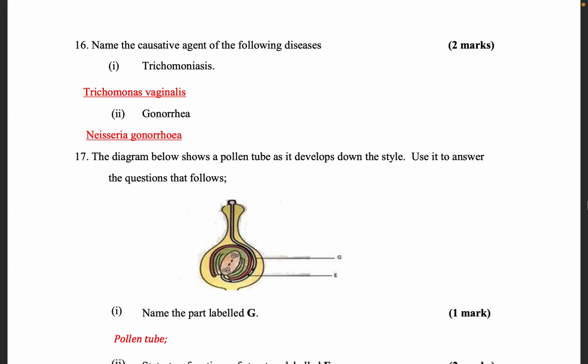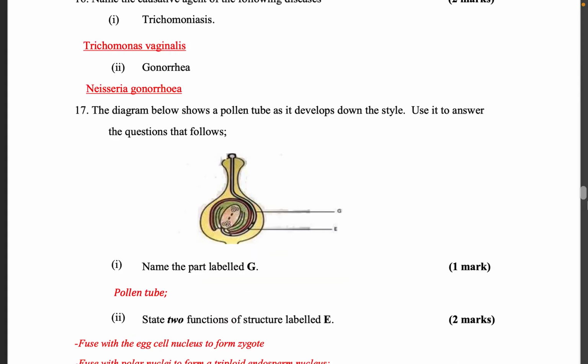Question 17. The diagram below shows a pollen tube as it develops down the style. Use it to answer the questions that follow. Name the part labeled G. Pollen tube.